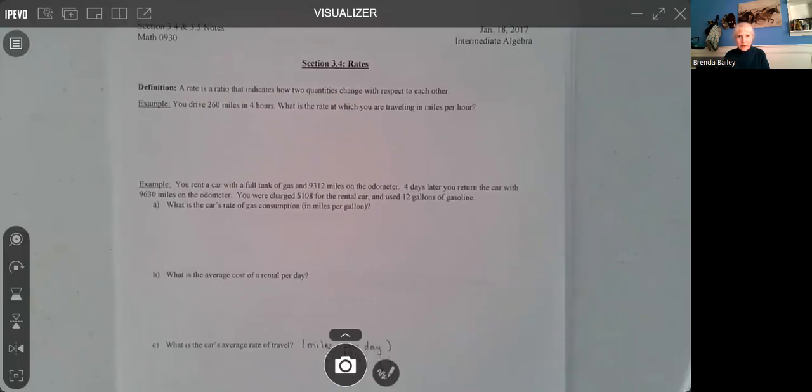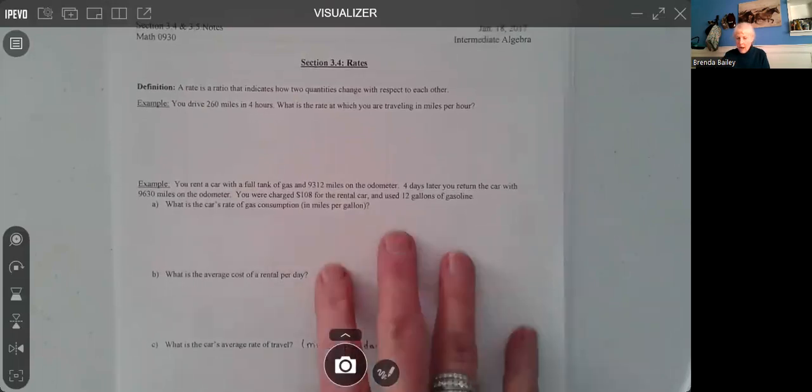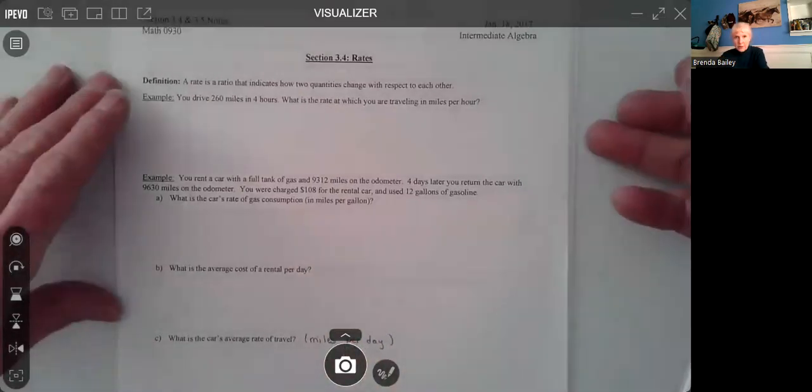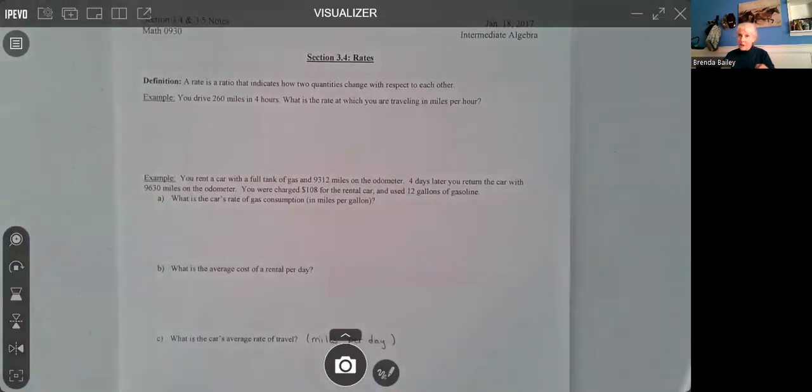And we're going to go ahead and look at section 3.4, the rates. Again, you can copy these from the modules, the PDF files. But let's go ahead and get started on rates. First off, a definition. A rate is a ratio, a fraction, that indicates how two quantities change with respect to each other. Most of you know slope. You're changing the x and you're changing the y, and we'll relate that here today as well in 3.5. But let's do some examples.